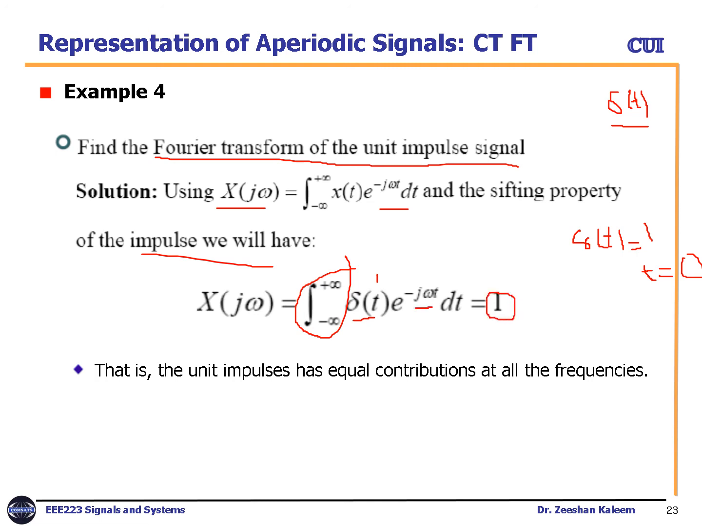So what does it mean that X(jω) is equal to 1? It means that the unit impulse has equal contribution at all frequencies, from minus infinity to infinity. It's a straight line for all frequencies.